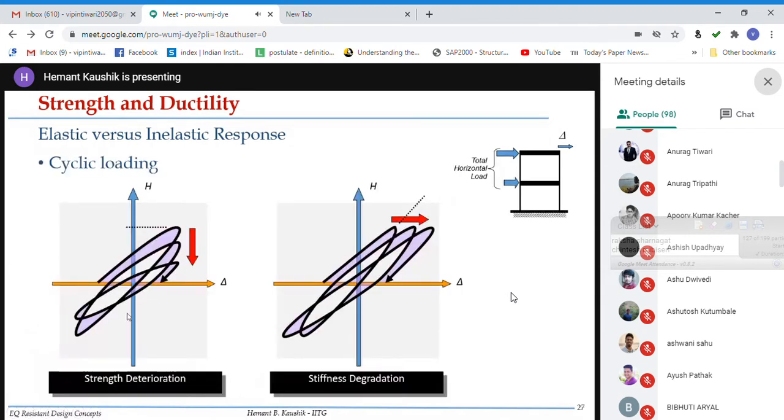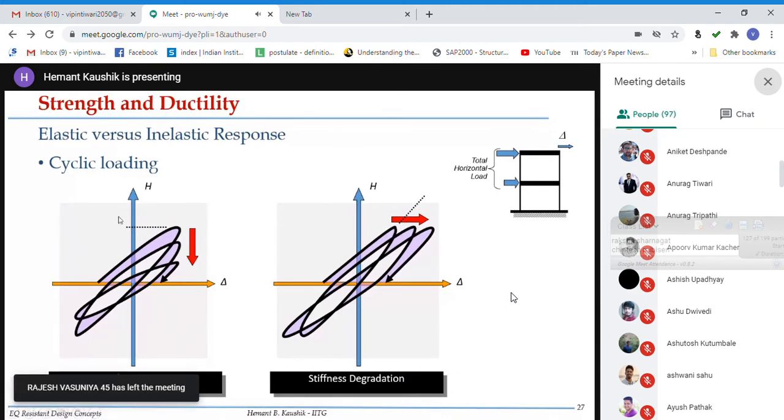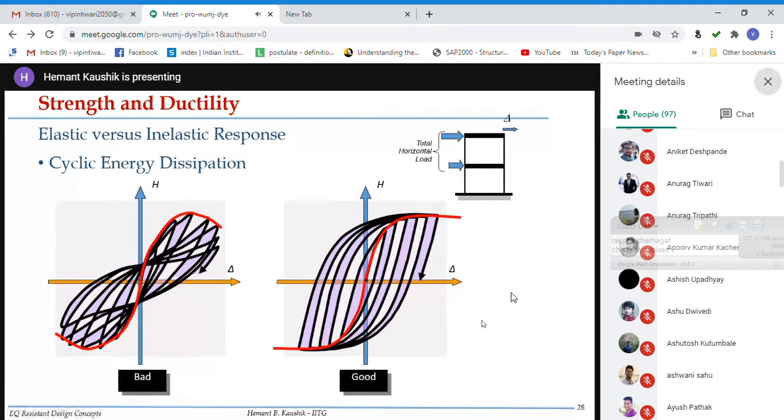Now, we also have certain criteria considering the stiffness deterioration and degradation. Like you know that the earthquake is not a monotonic load; it is a cyclic load. So, when the structures are subjected to cyclic loads, you always have strength deterioration. Because of the cyclic loading, the strength will reduce, and also the stiffness will reduce. It will go on reducing because of the cyclic load. So what will happen to the cyclic energy dissipation then?